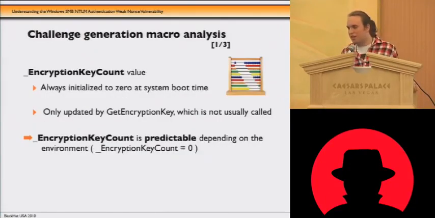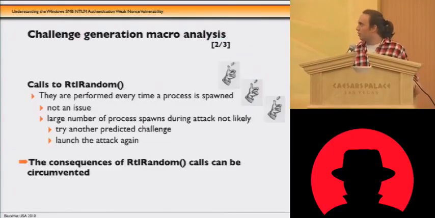The encryption key count value is always initialized at 0 at system boot time. It is only updated by the get encryption key function, but as Hernan previously said, it is not usually called. So we can predict that that counter will be 0 if we start an attack. Also, calls to Rtl Random may change the internal state of the vector, but that's not an issue because we can know if that happened, so we could relaunch the attack again. So the consequences of Rtl Random can be circumvented.